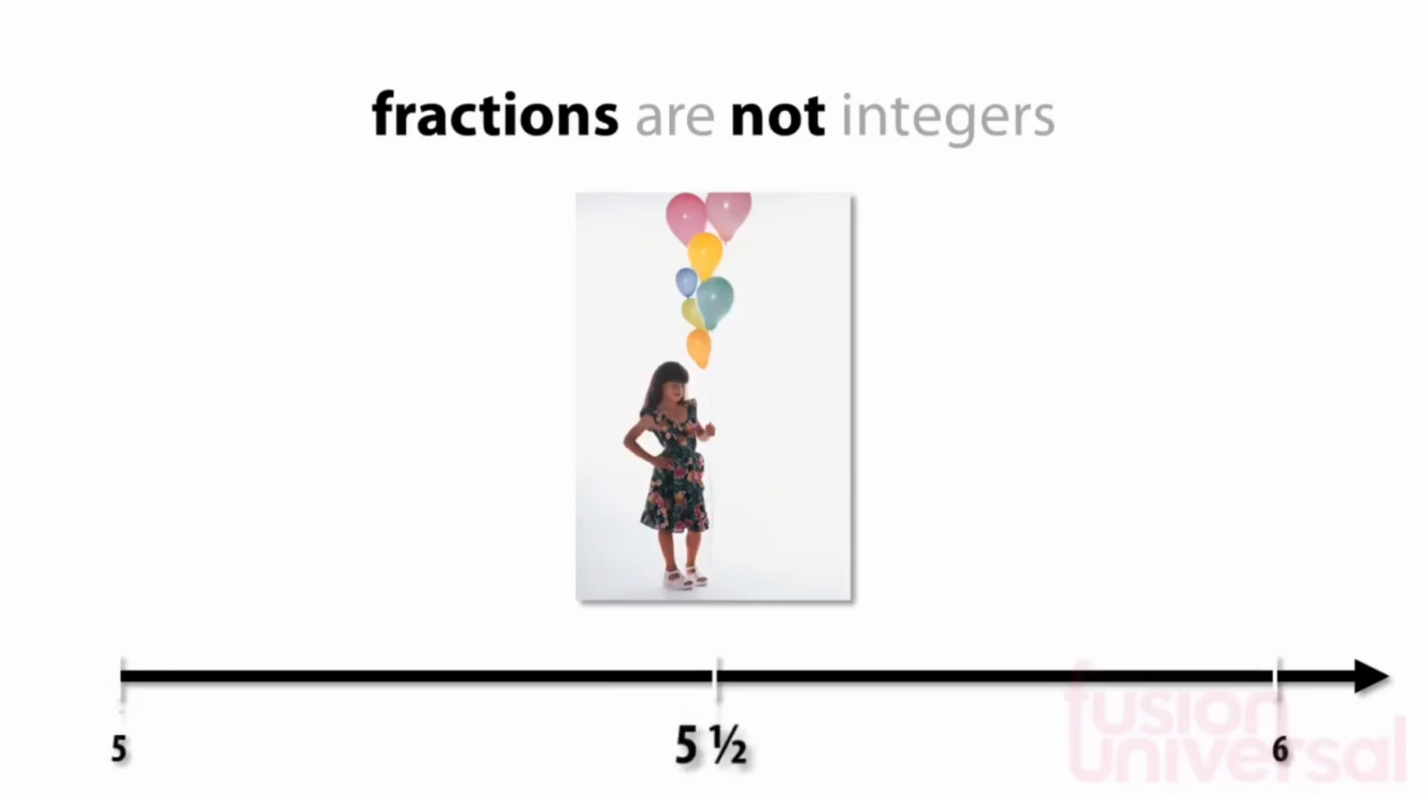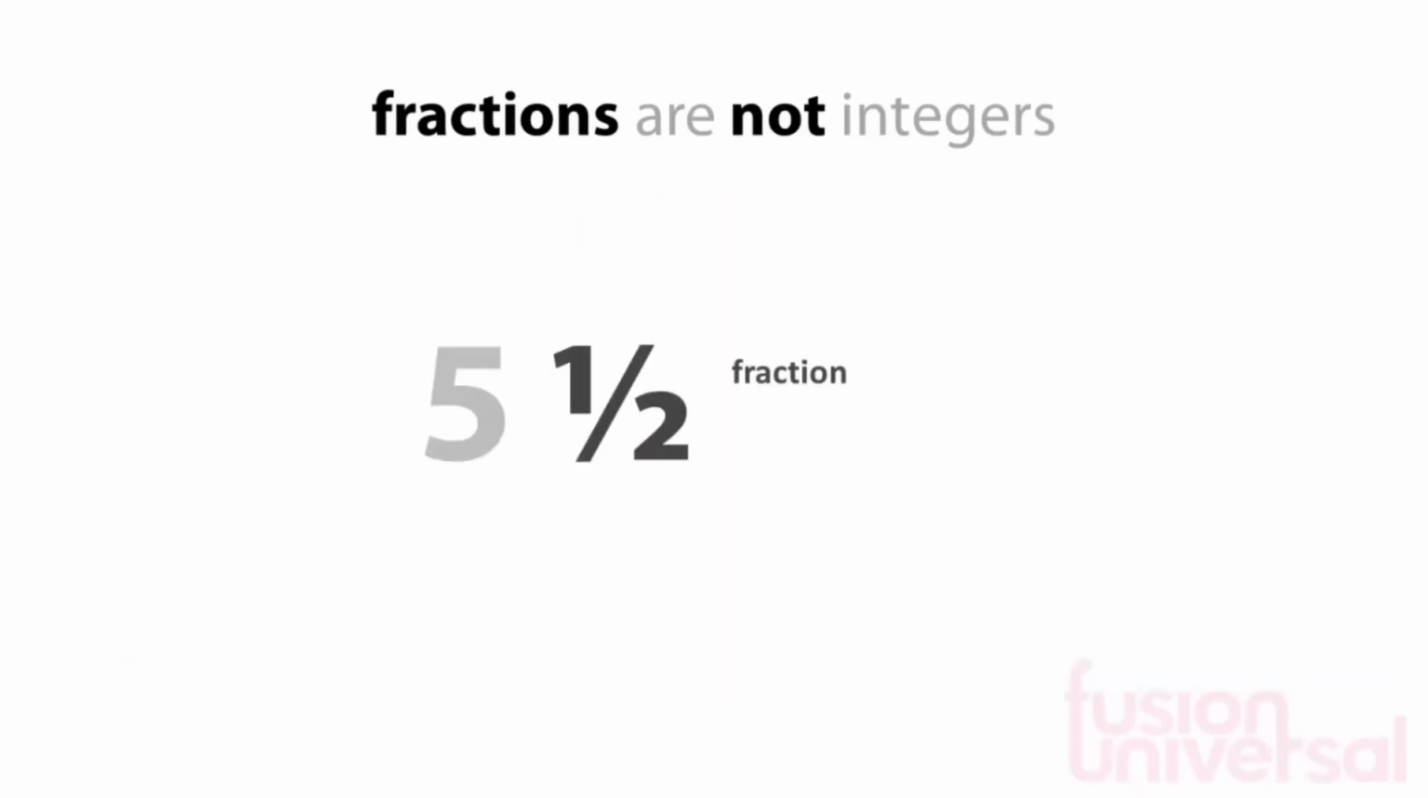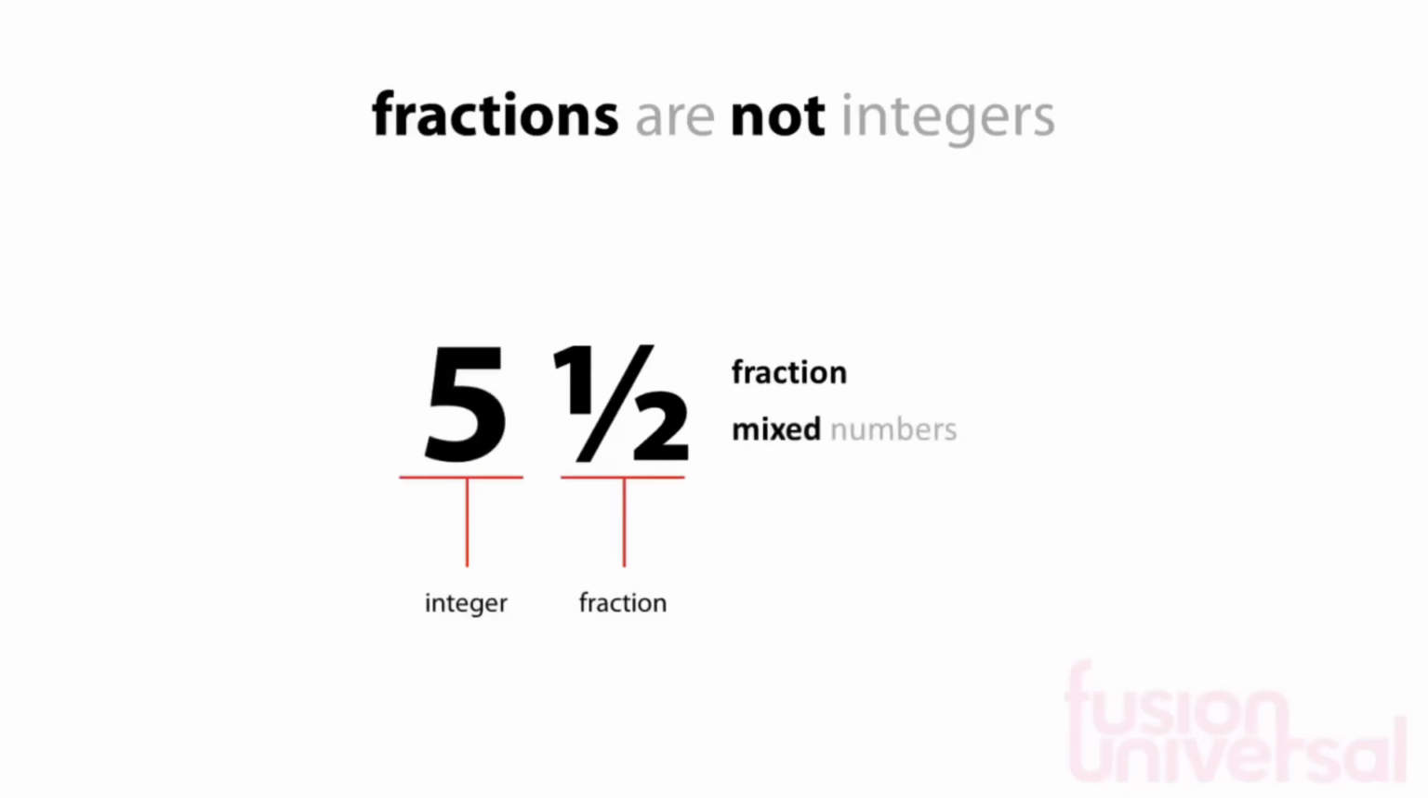5.5 looks like this. 5.5. It is between 5 and 6. So it is not an integer. Half. It is an example of a fraction, and 5.5 is an example of a mixed number.